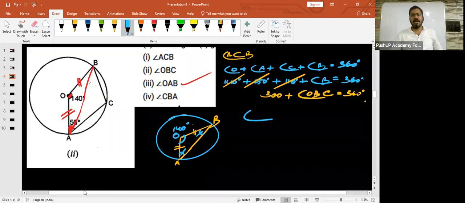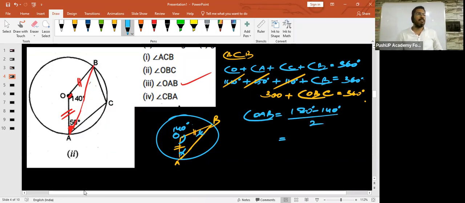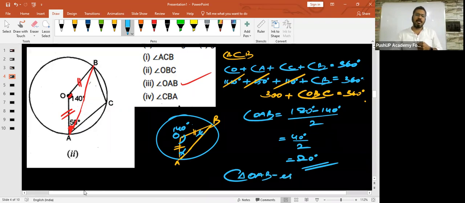So how much would be angle OAB? It would be 180 degree minus the central angle 140 degree divided by 2. Why divided by 2? Because it is divided into two equal parts. So that would be 40 by 2, which is equal to 20 degrees. Okay, and just mention triangle OAB is isosceles. Triangle OAB is isosceles. Monish, understood? All right.